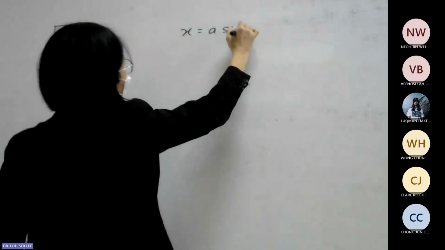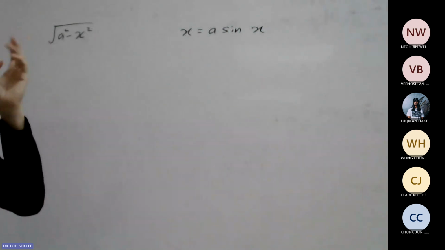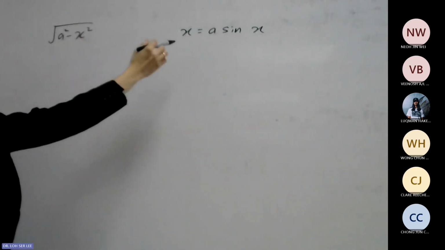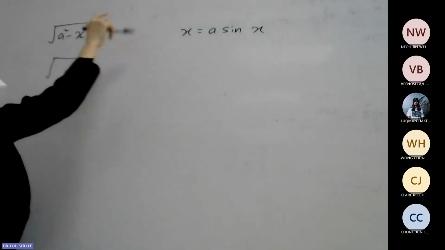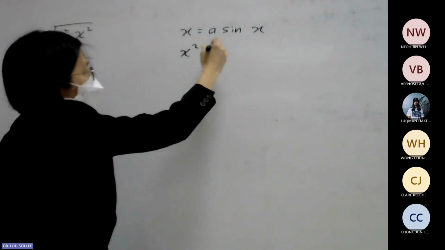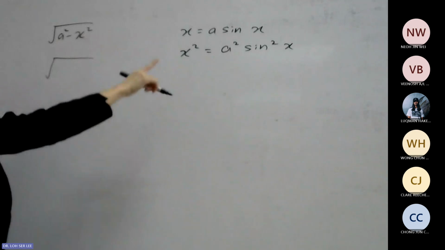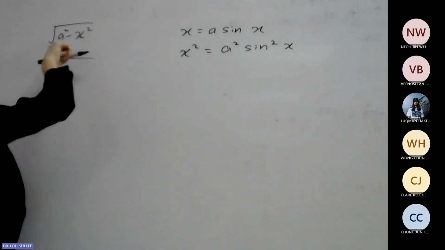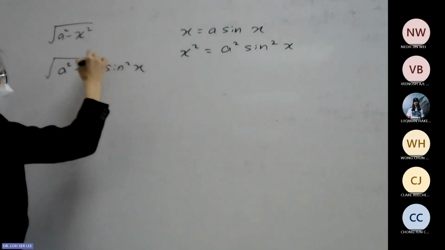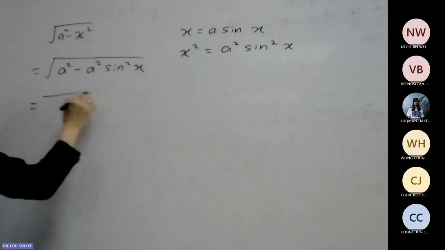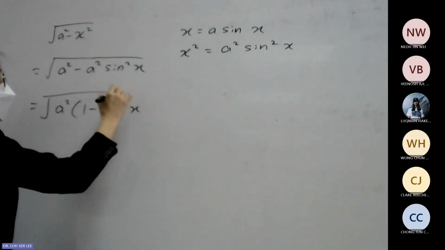Next, why do we use sine instead of tangent? Because when we have x squared, when we square the x, that means we square the right-hand side function. Then when we substitute this back into the x here, we have a squared sine squared theta. Then we can factorize the a squared, and we get 1 minus sine squared theta.